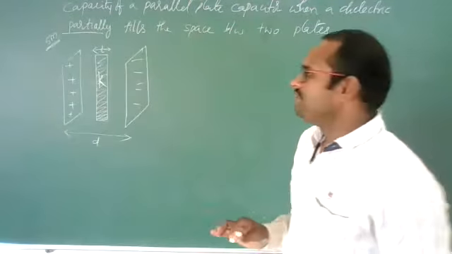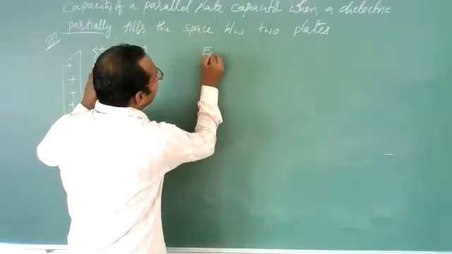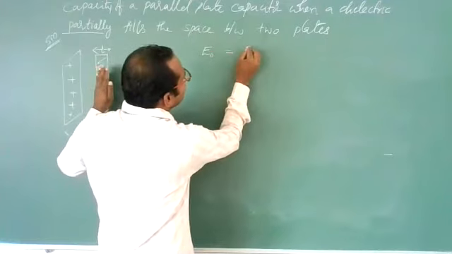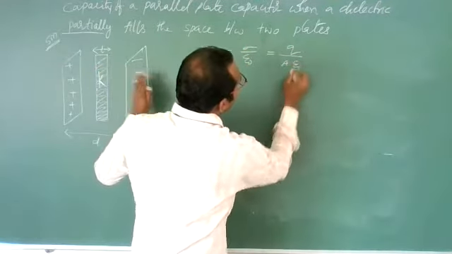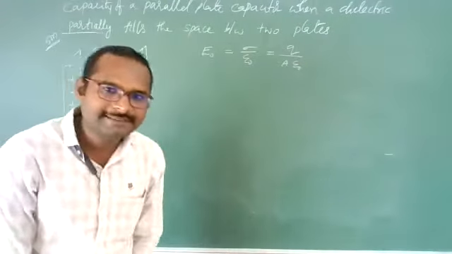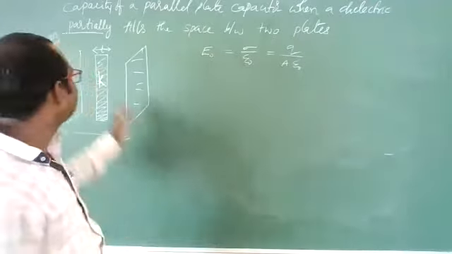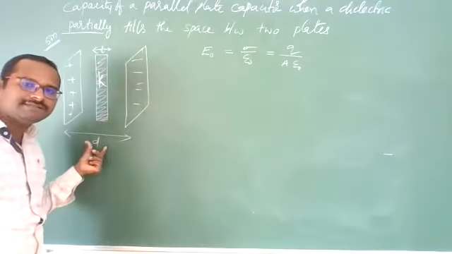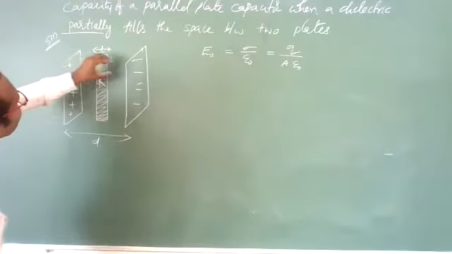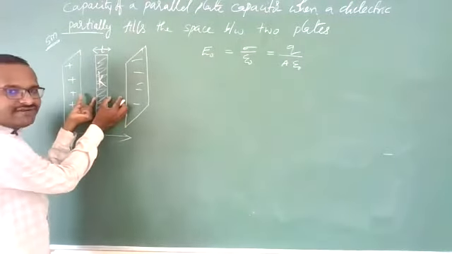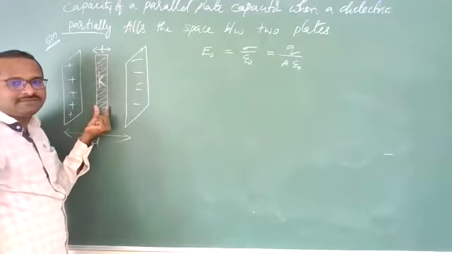Students, when this dielectric is not present, there is some electric field between these two plates. That is E naught, and its value is sigma by epsilon naught, which is nothing but Q by A epsilon naught, as you know. But this electric field is not present for the total distance d. Now the electric field E naught is present in the air-filled space, whereas something else, E naught by K, is present in this space.